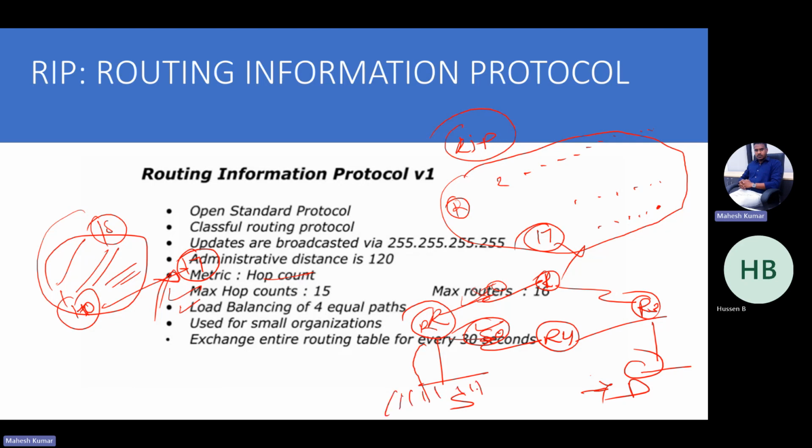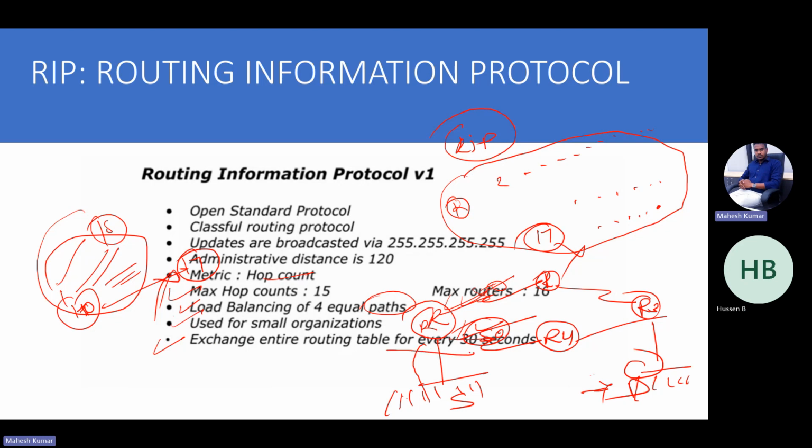Let's suppose there are 100 PCs and 100 users are trying to connect to each other. So 50 requests will go via the first path and 50 requests via the second path. This is how it does load balancing. It supports only equal load balancing, not unequal, and is used for small organizations because it supports only 15 to 16 routers.